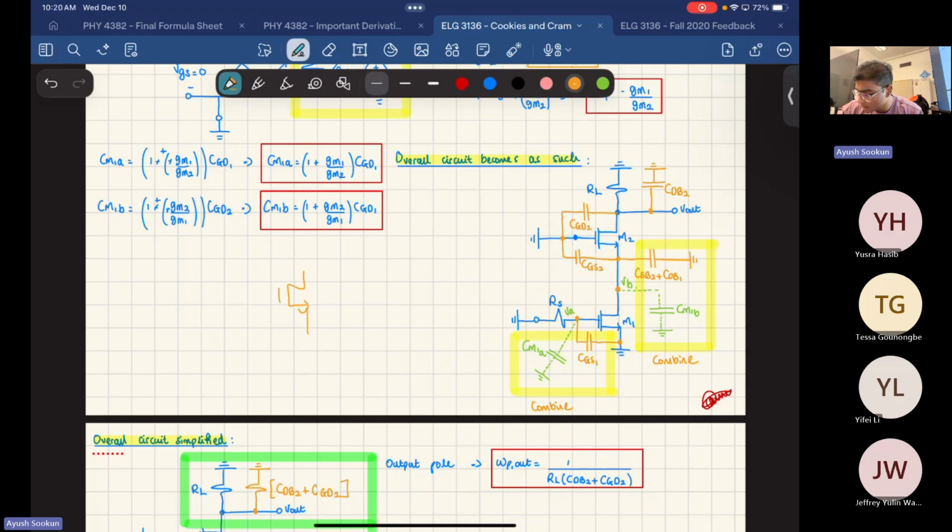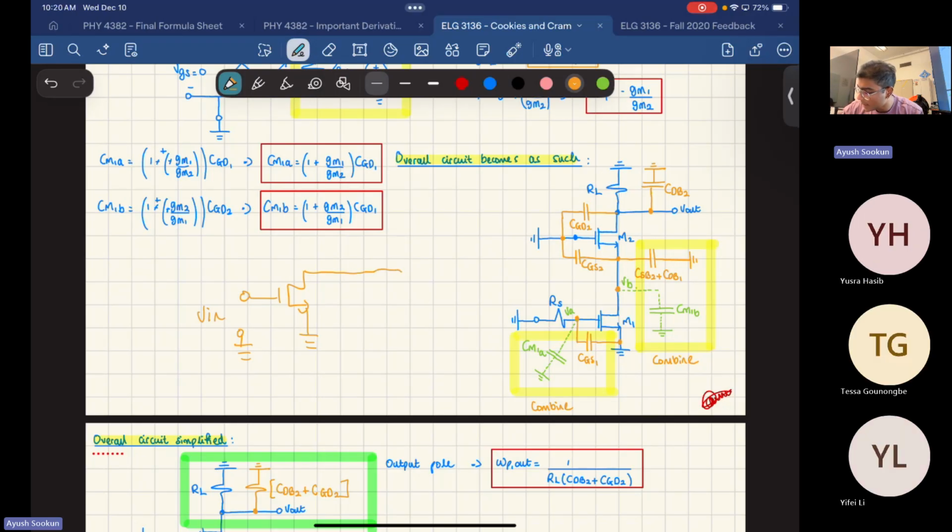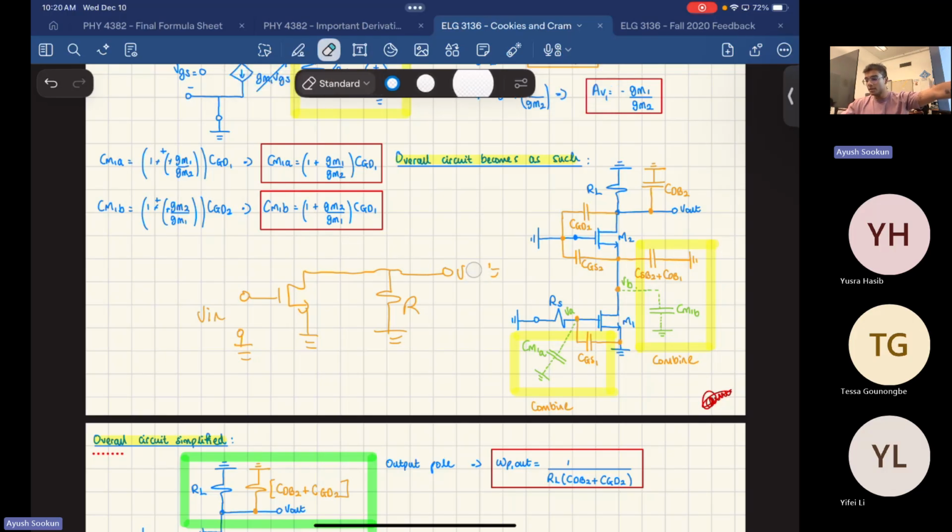You have this. This is the input. And then the resistor, like RL and M1, I'm just going to call it R. This is the circuit. This is VB. This is VA.